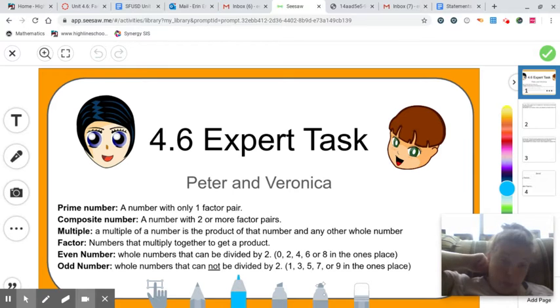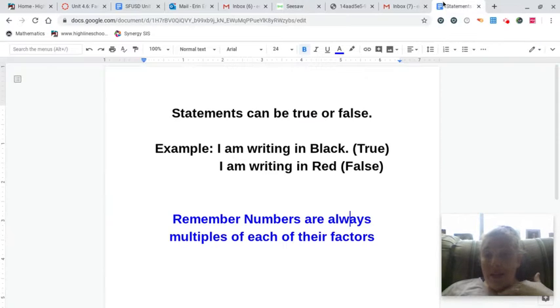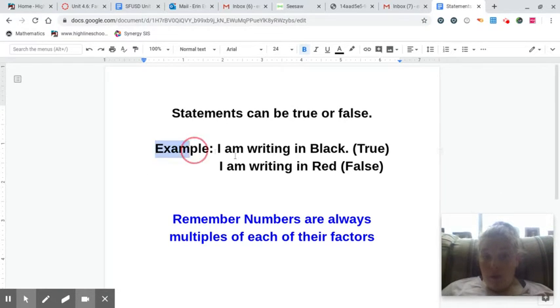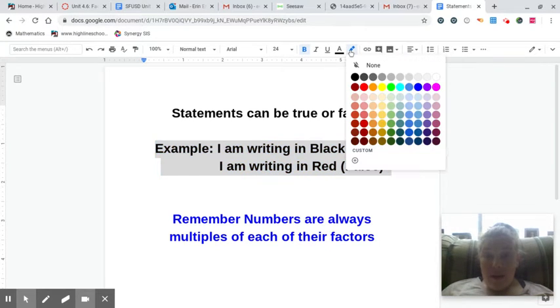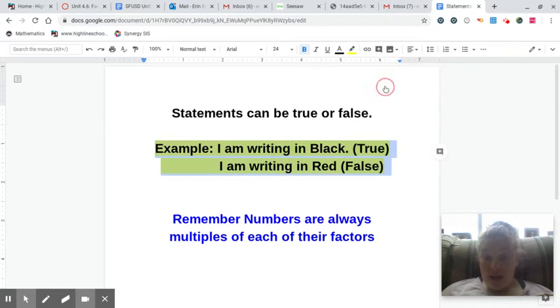Now, as we move on, we are going to be looking at 2 statements. A statement is just basically when you say something. Statements can be true or they can be false. Right here, I have some examples of statements. I'm going to highlight these so you understand exactly what I am saying.